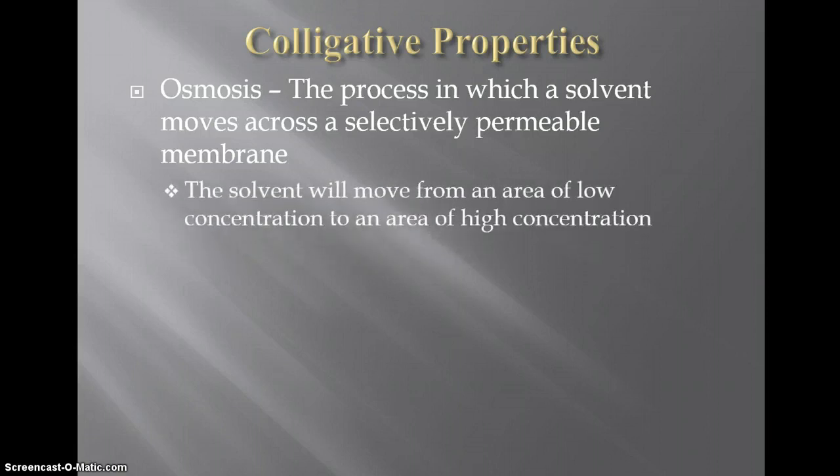And typically what happens is the solvent is going to move from an area of low concentration to an area of high concentration. So for example, if you have something that has salt water, and you have something that is basically pure water, then what's going to happen is the area of pure water is going to flow through that membrane into the area that has the solute in it, the salt water, to decrease the concentration of that. So it moves from an area of low concentration of solute to high concentration.